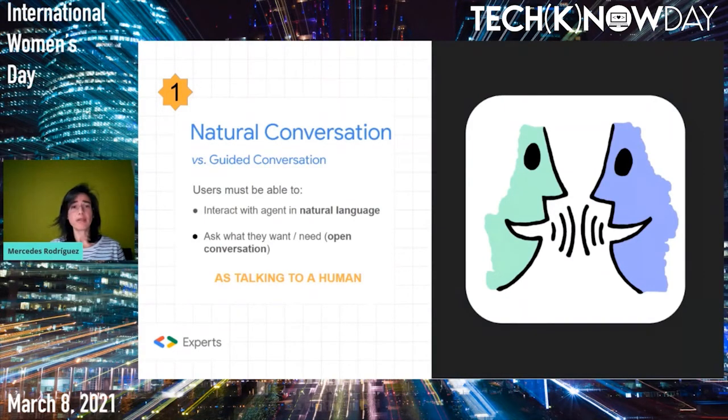And also, even if it's not the first time that you interact with the agent and you already know which options you have to choose, if you have to pass through many menus in order to get what you actually need, you get tired and frustrated. So the best option is that you can just ask whatever you want, as if you were talking to a human.